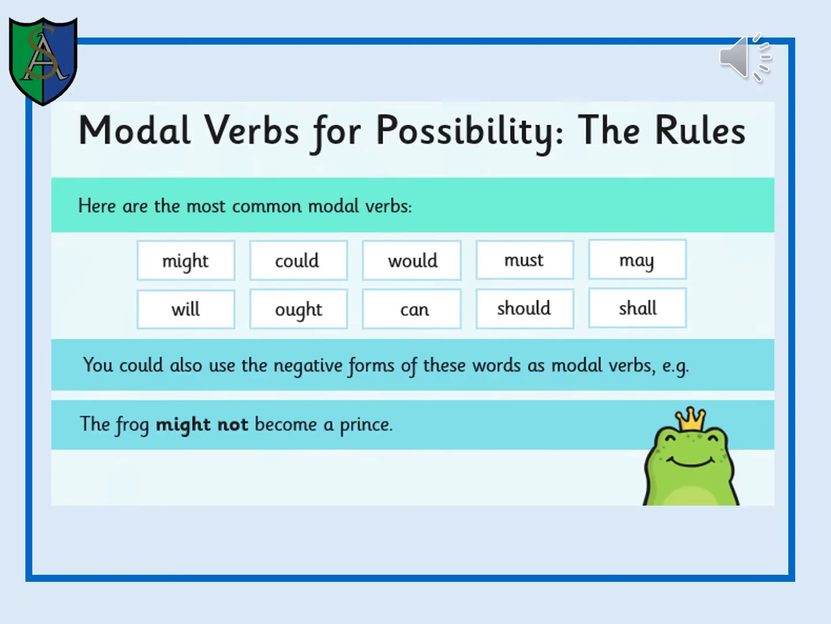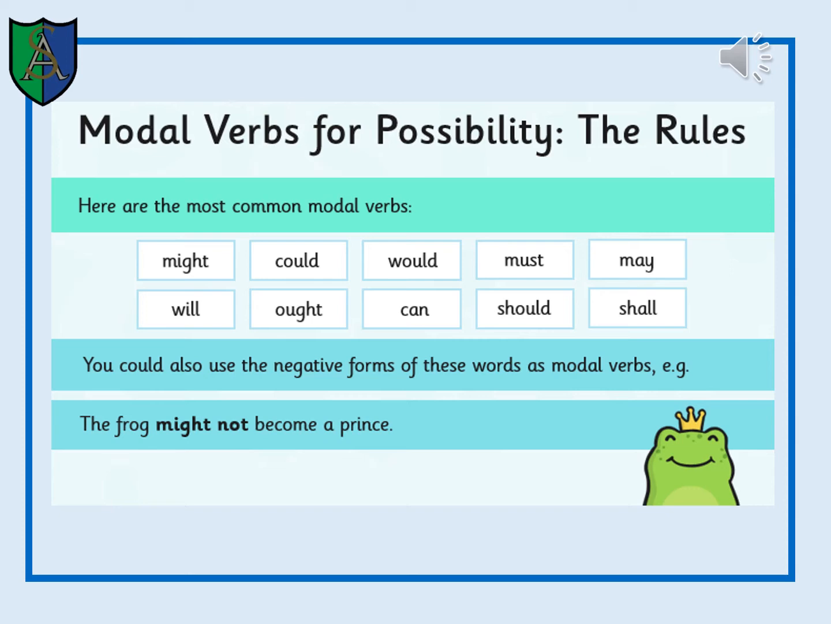So on screen here we have a group of the most common modal verbs. If you ever come across a SATs question and they want you to insert a modal verb into the sentence, obviously they'll want you to spell it correctly, but these are the ones that we would most likely want you to choose from. So you've got might, could, would, must, may, will, ought, can, should and shall.